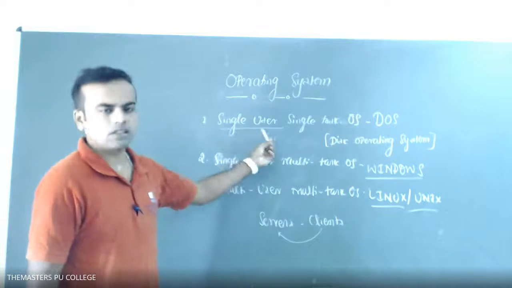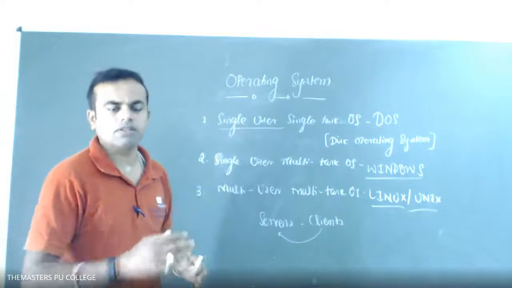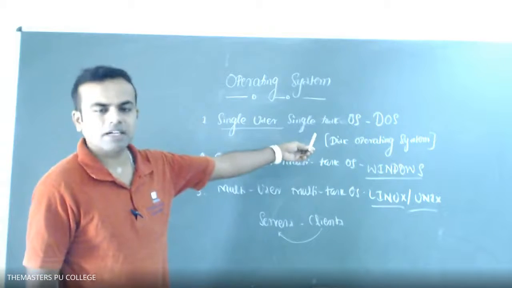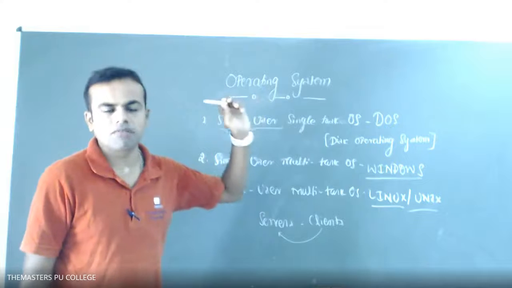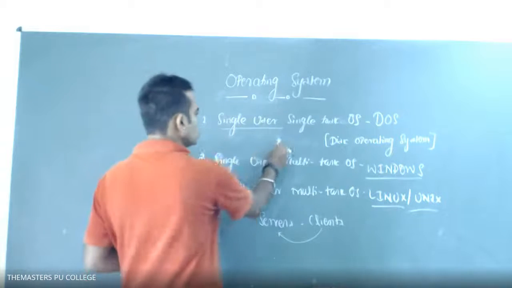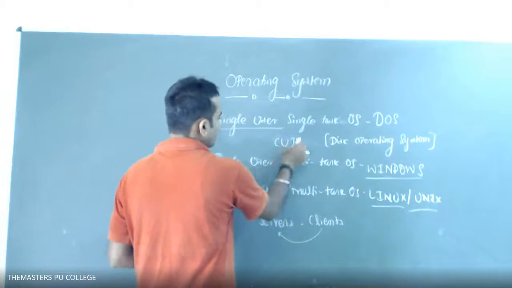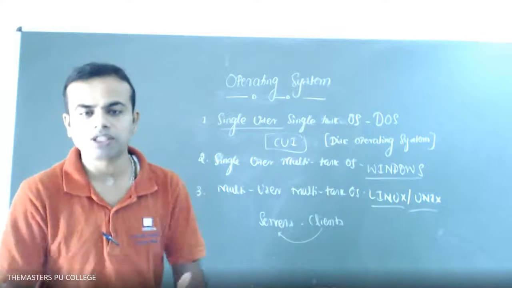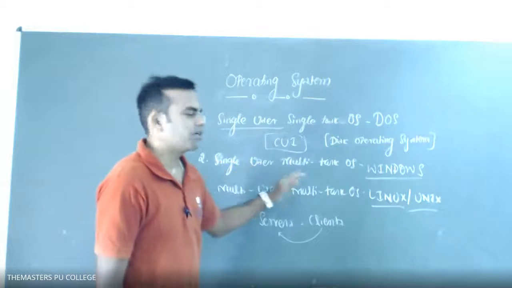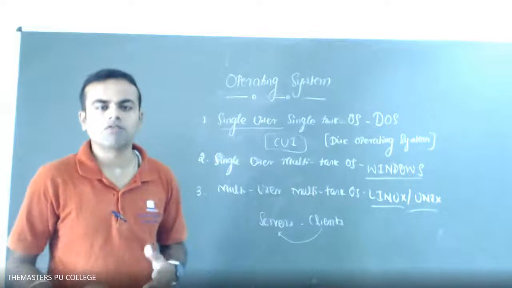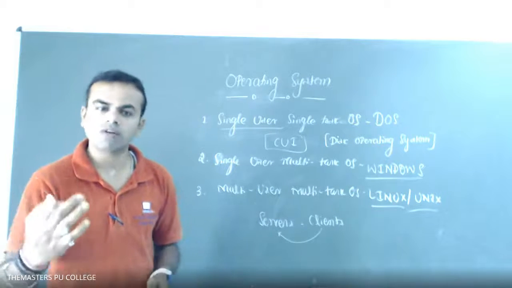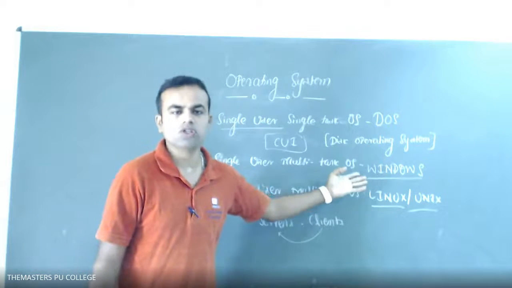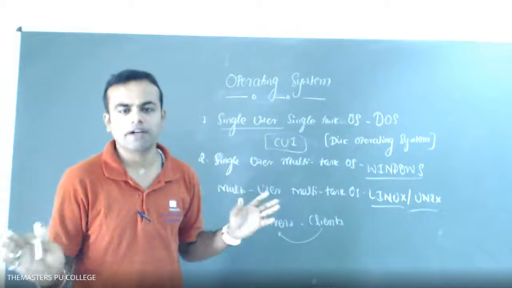Single user, single task: one person can work with the computer system and can perform only one task at a time. The best example is the disk operating system, characterized by CUI, which is character user interface. Only through commands can we interact with the computer system, right? Single user multitasking: one person can work with the computer system and can perform more than one task at a time. The best example is Windows, widely used worldwide.